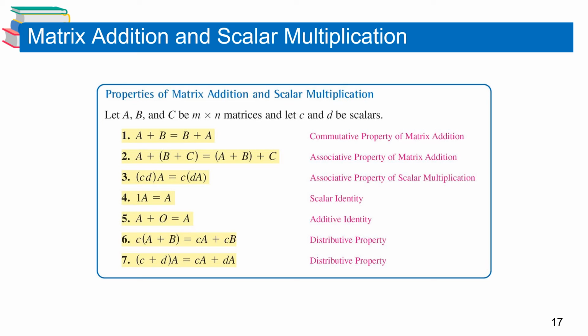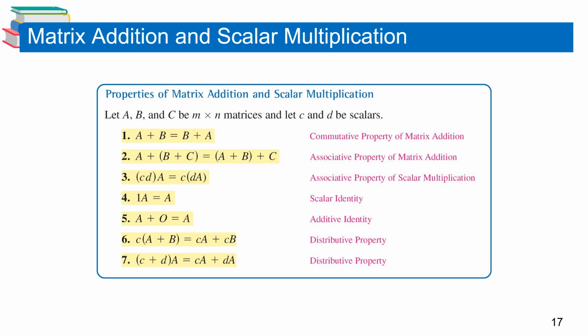All right, so here's pretty much all of our properties of matrix addition and scalar multiplication, all in one combined picture. And so we have the commutative property of matrix addition, which basically says that I can add two matrices in any order. I have the associative property of matrix addition, which basically says that if I have more than two matrices, I can again add in any order. It doesn't matter which two I add first.